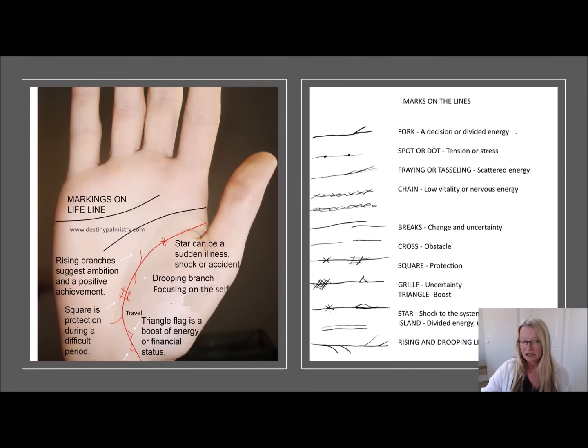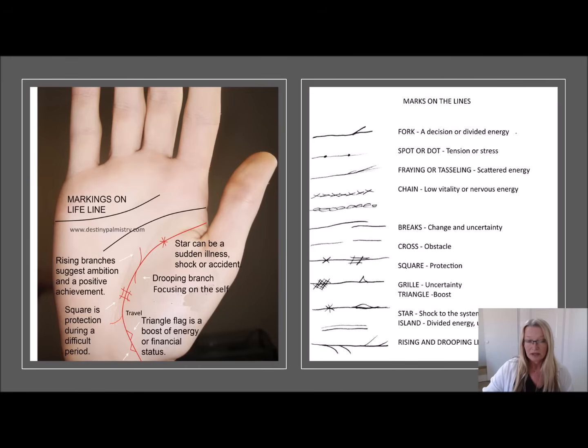Fraying and tasseling is a scattered energy. Chaining is low vitality or nervous energy. We talked about the chained line earlier. And breaks are change and uncertainty, no matter if they're overlapping or not. A cross is an obstacle of a temporary kind. And the square is protection during a difficult period.